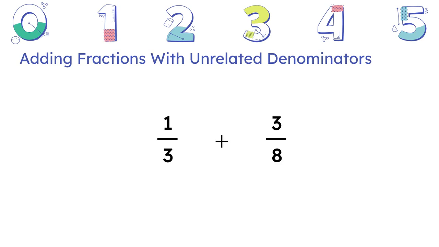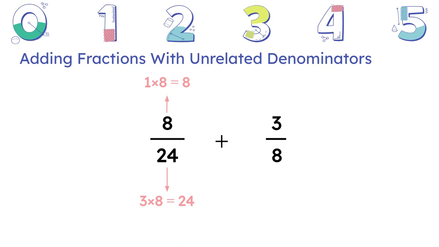To make 3 into 24, we'll multiply it by 8. And remember, whatever we do to the denominator, we must also do to the numerator, so let's multiply the numerator by 8. 8 times 1 is 8. So our new fraction, which is equivalent to 1/3, is 8/24.